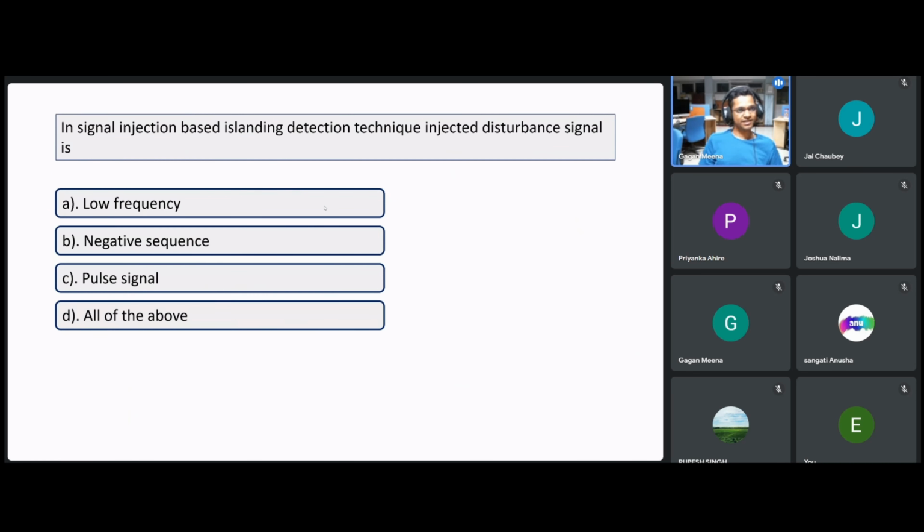And the next question is: in signal injection based islanding technique, the injected disturbance signal is what type of signal can we inject at the PCC? So here we are injecting some disturbance.